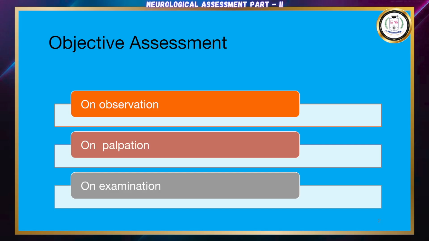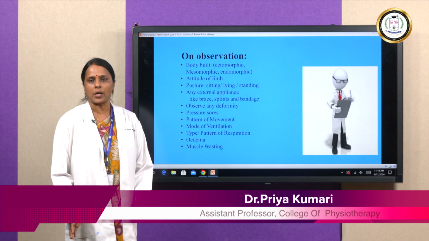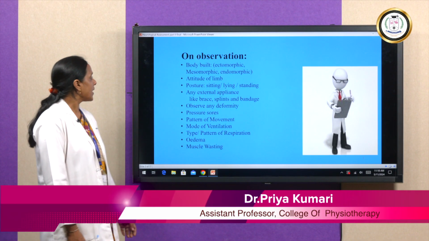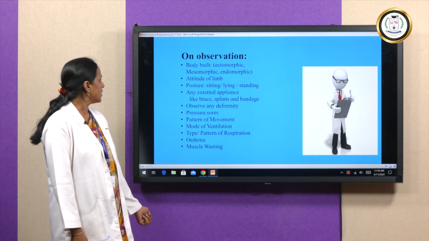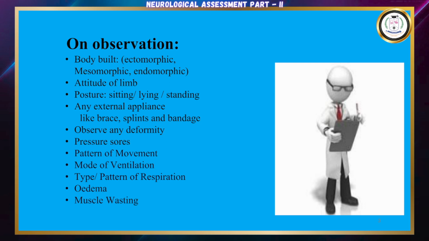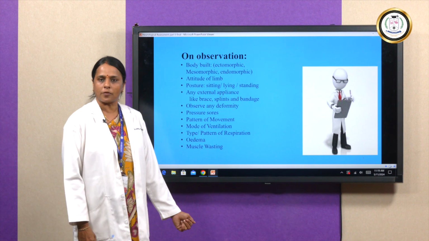in physiotherapy. Now, as I told, I will be covering the objective assessment. The components included will be what are the things we check on palpation, on observation and on examination. Now, first is on observation. When a patient comes, as a therapist, what are the things we have to look for or observe to find out any deviations from the normal, like body built, whether the patient is ectomorphic, mesomorphic or endomorphic, then attitude of the limb, how the patient is keeping the limb. For example, a stroke patient will have a typical attitude of the limb. So, we can find out with the observation itself the state of the patient.